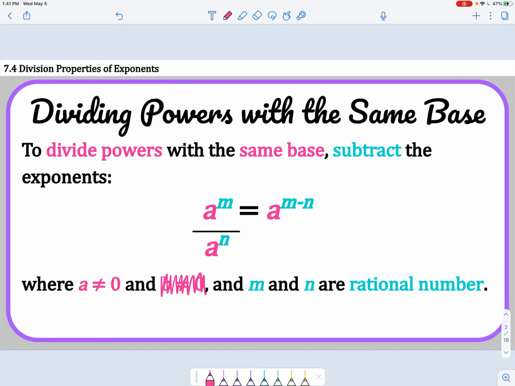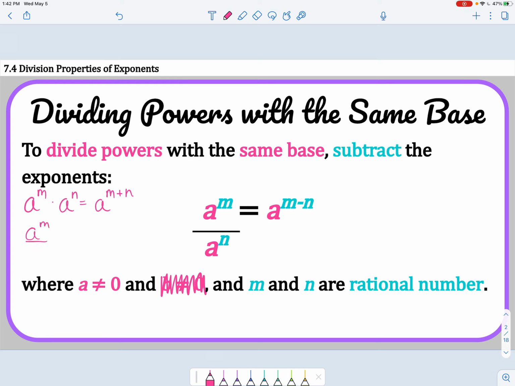When we're dividing powers that have the same base, we're going to subtract the exponents. And there's a couple of different ways to figure out why we're subtracting the exponents here. When we learned about multiplying powers that have the same base, we learned that we could add their exponents. So you can almost think about this in terms of inverse operations, right? What's the inverse of multiplying powers that have the same base? Dividing. So then what's the inverse of adding their exponents? Subtracting.